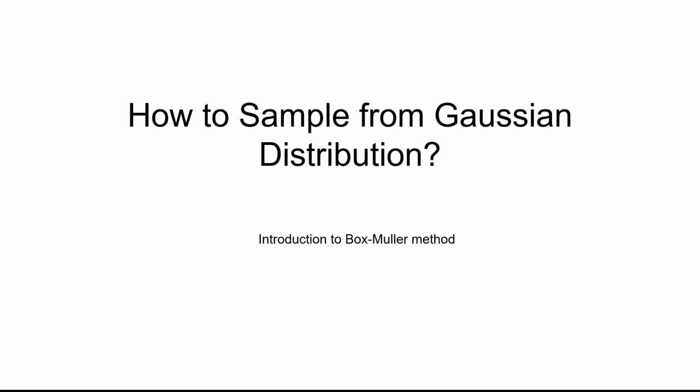Hello everyone. Today we're going to talk about how we want to sample from the Gaussian distribution, and specifically we're going to talk about a method called Box-Muller method. So this method is related to what we talked about previously in the last video. It is called grid sampling. So we are going to use the idea of the grid sampling in this case to sample from Gaussian distribution.